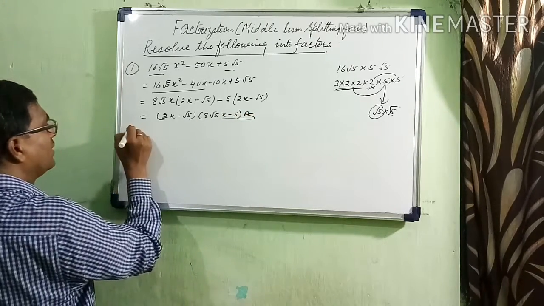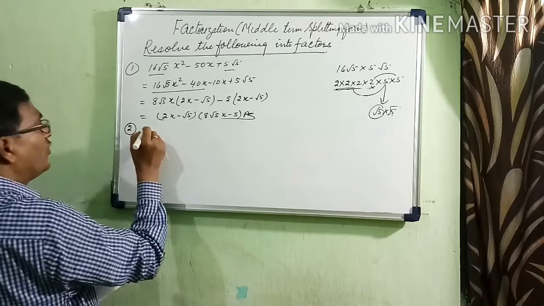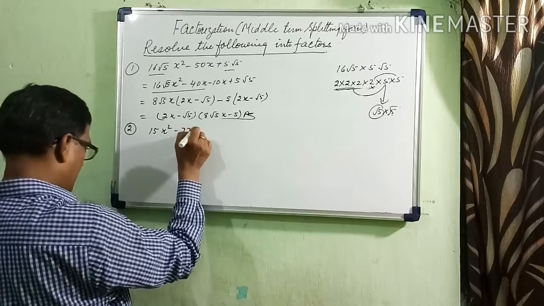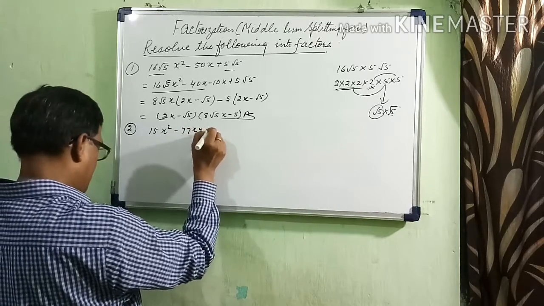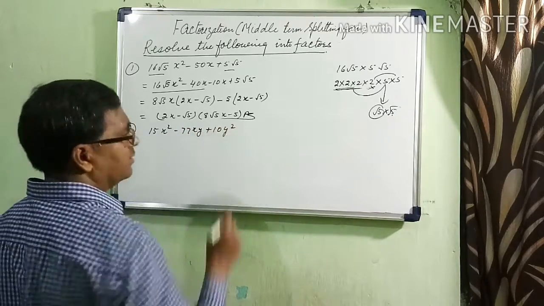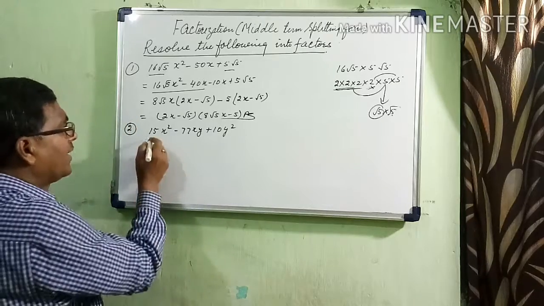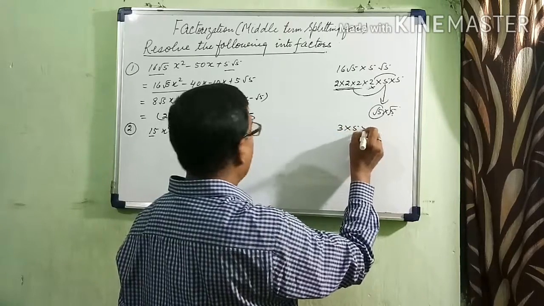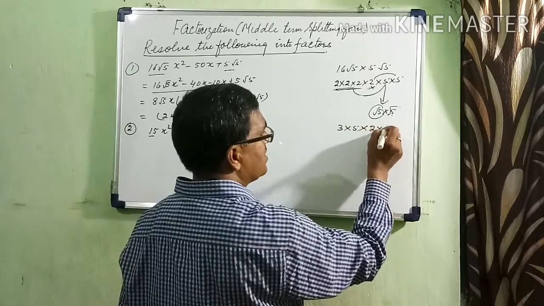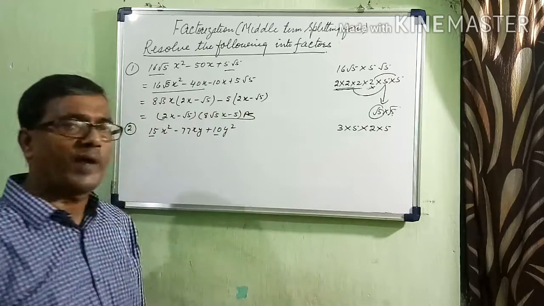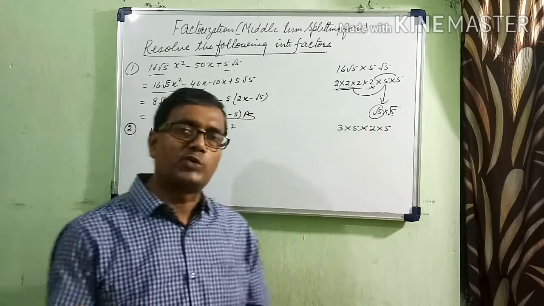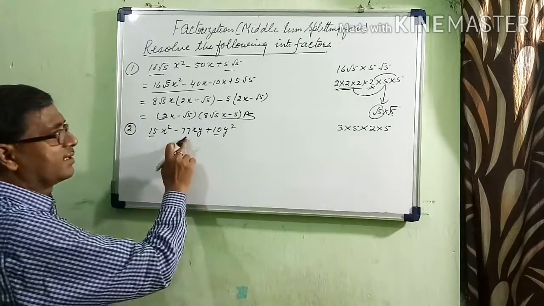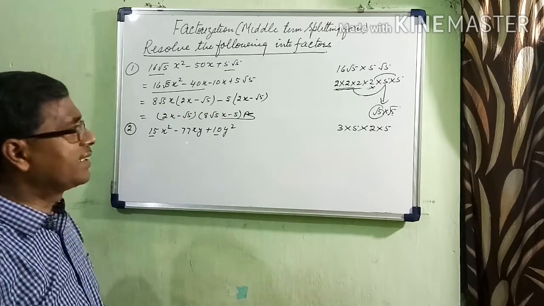Let us take the second one. 15x square minus 77xy plus 10y square. Simple. Again I will take the factor of 15 and 10. 3 into 5 is 15 and 2 into 5 is 10. Here also 4 factors are there, but what we have to do? We have to convert into 2 parts. And how will you convert into 2 parts so that the sum will be equal to minus 77?